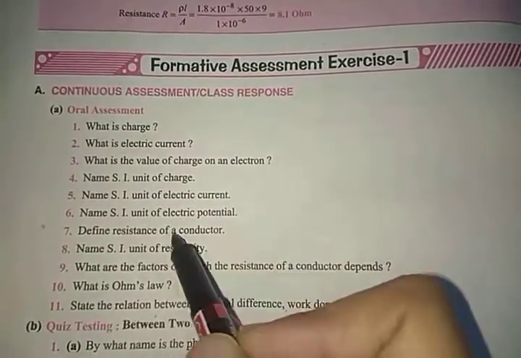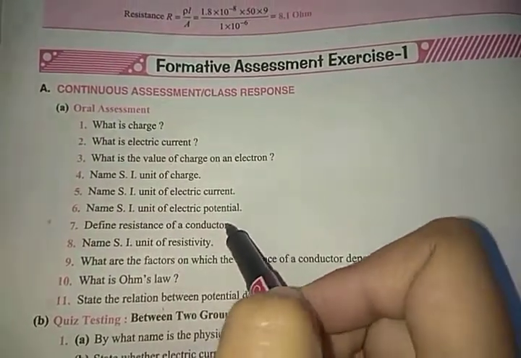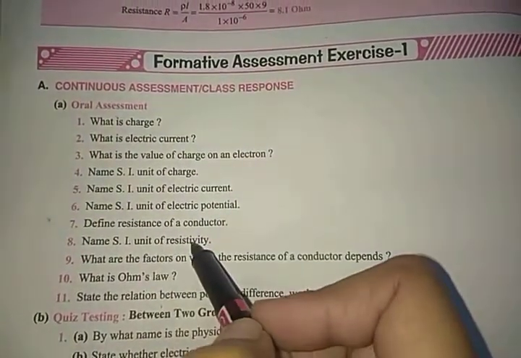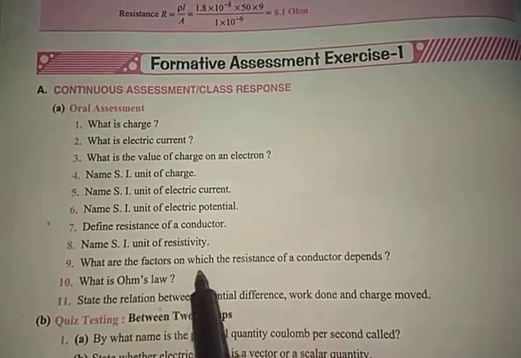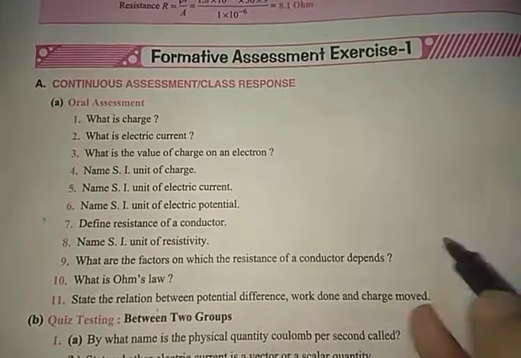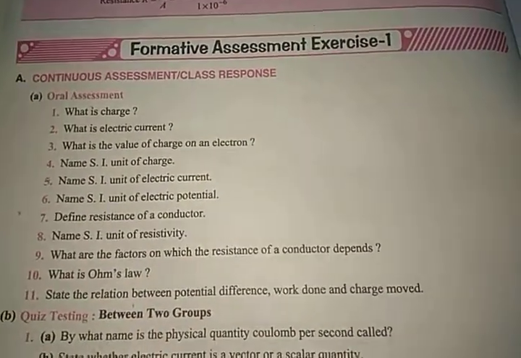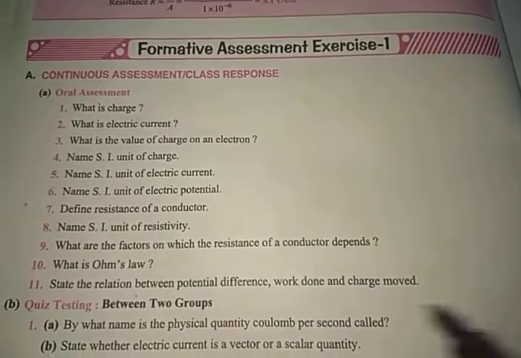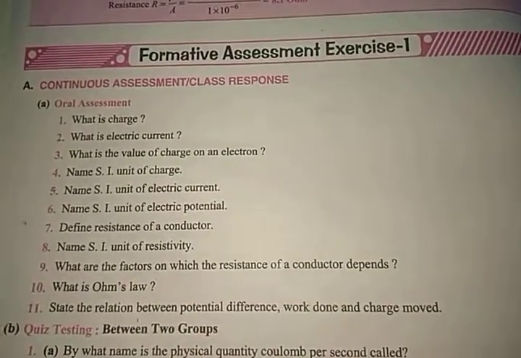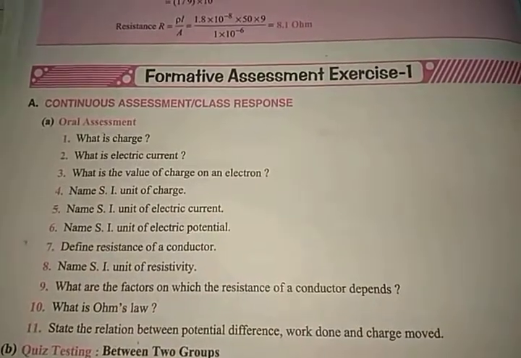Electric potential, its unit is volt. Resistance of a conductor is a property of a conductor which opposes the flow of current. SI unit of resistivity, it is rho. The factors on which the resistance of a conductor depends are length and area. Ohm's law, you know, V is proportional to I. Potential difference, work done and charge moved, this also we have done. So I'm just giving the hint of these questions. Got it?